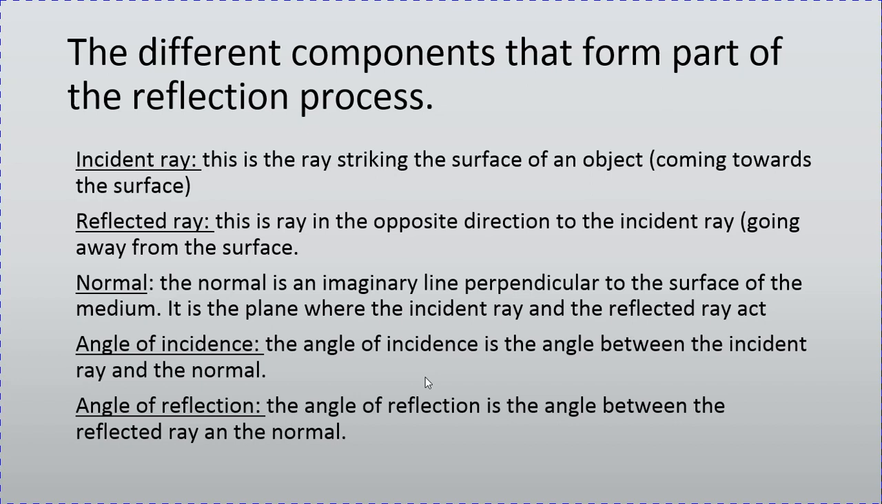Normal. The normal is an imaginary line that is perpendicular to the surface of the medium. It is in the plane where the incident ray and the reflected ray act. Angle of incidence. The angle of incidence is the angle between the incident ray and the normal. Angle of reflection is the angle between the reflected ray and the normal.